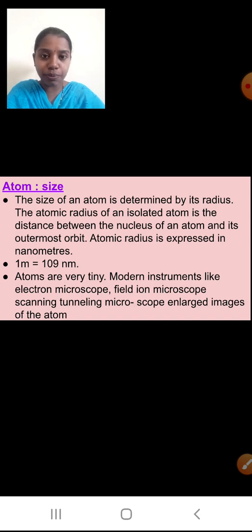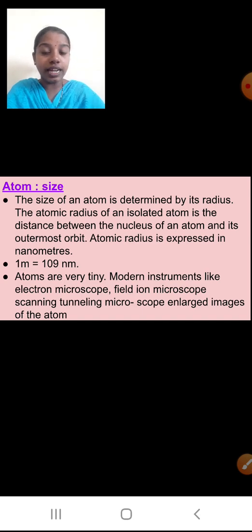Atomic radius is expressed in nanometers, the smallest unit. So 1 meter is equal to 10^9 nanometers. See how small it is. Atoms are very tiny. You have studied that modern instruments like the electron microscope, field ion microscope and scanning tunneling microscope give enlarged images of an atom. These microscopes enlarge the pictures of the atoms, and hence the study of the atoms becomes easier.